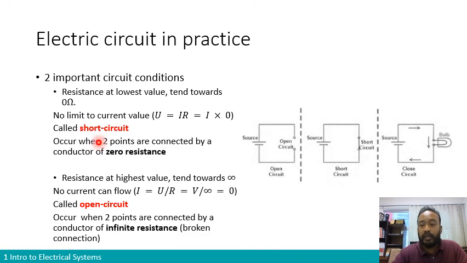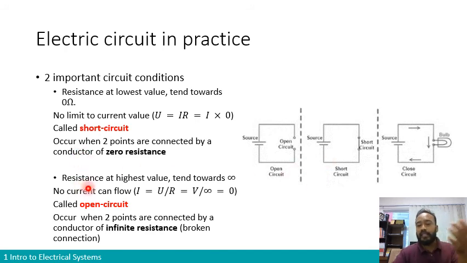Short circuit happens when you have your resistance close to zero, right? Your resistance close to zero. And when you have false contact, for example, with the ground, where all the current just flows directly to the ground, the point where the energy is very low.